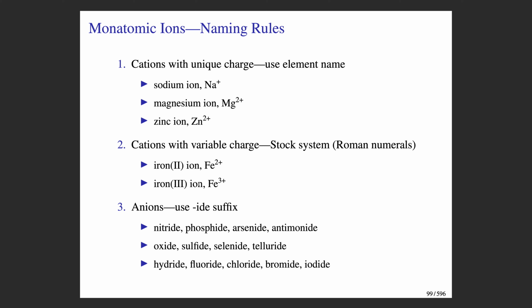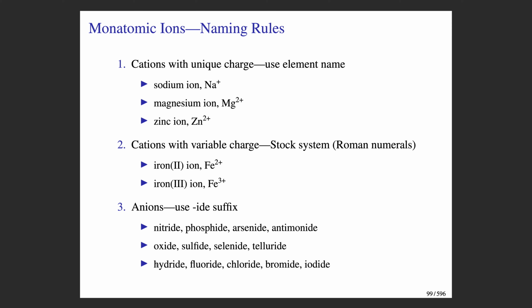For anions, the naming scheme is a little bit different. We have to modify the element's name. We typically drop the last few letters of the element's name and add the suffix -ide. So nitrogen, when it forms an anion, a -3 anion, we call it the nitride anion. Phosphorus becomes phosphide. Oxygen becomes oxide. Sulfur becomes sulfide.